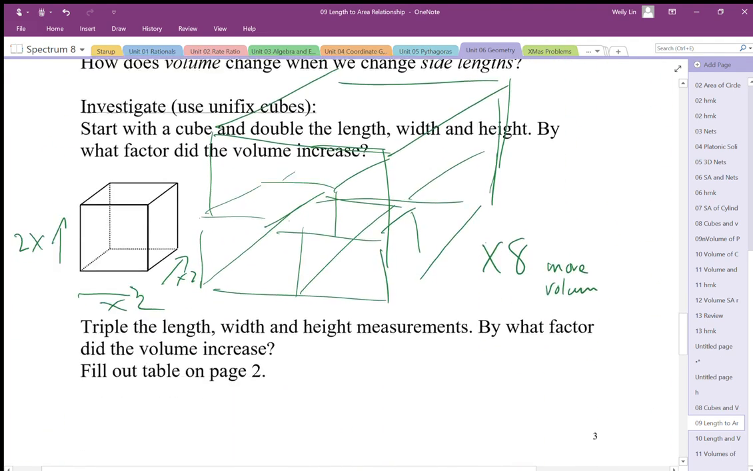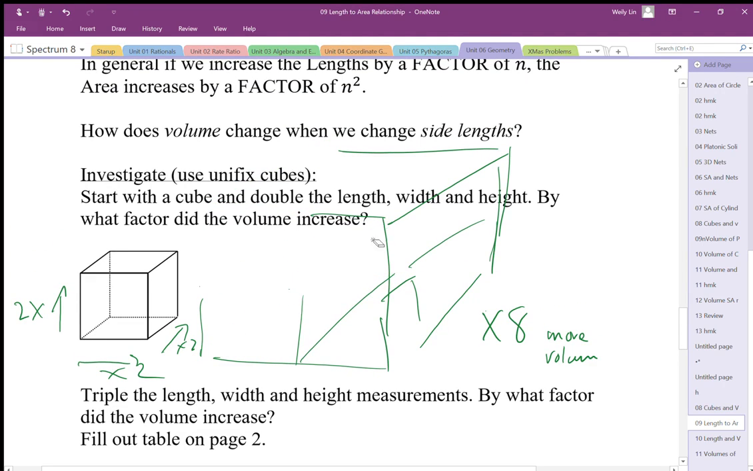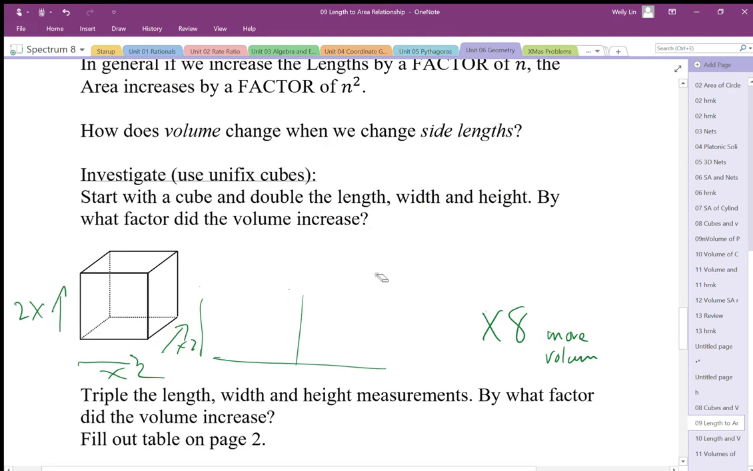Okay, so then I'm just going to get rid of that picture because it's a little bit distracting. It's not the greatest picture. Okay, so we have 8 times more volume.